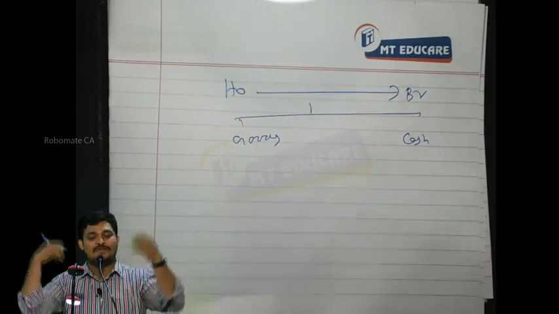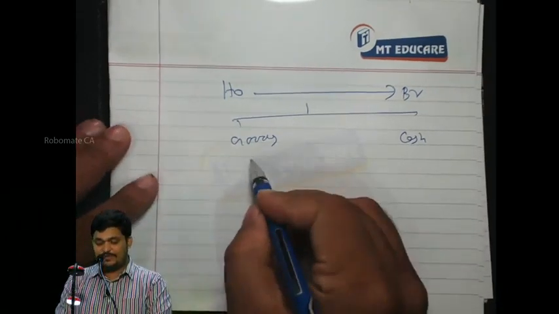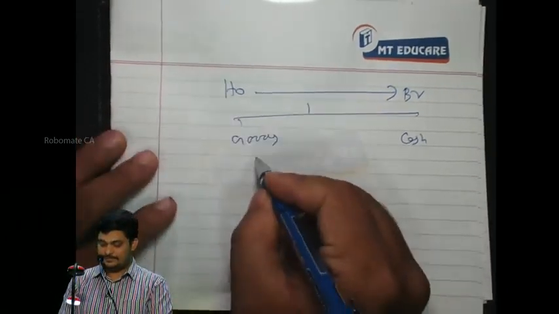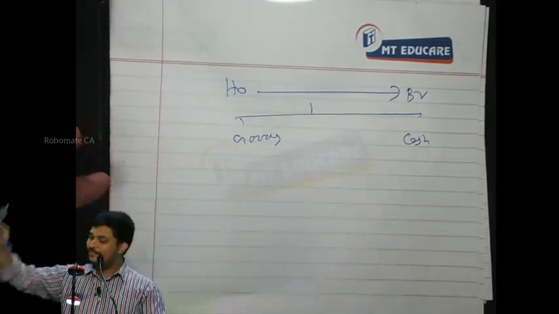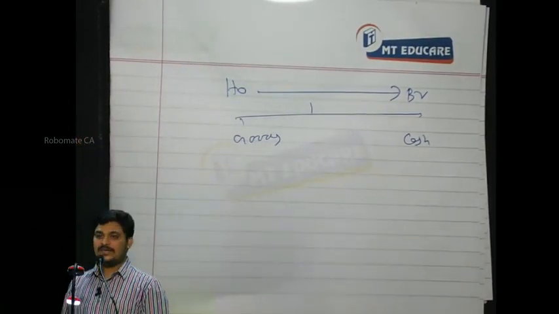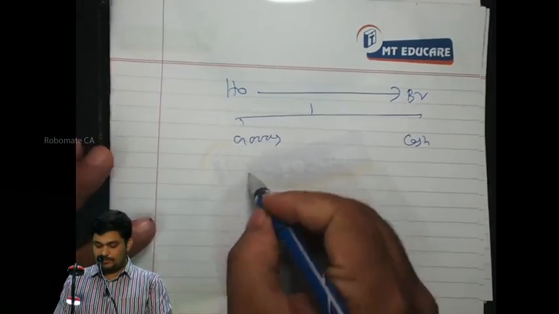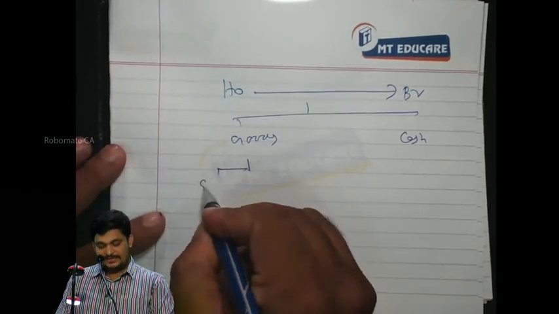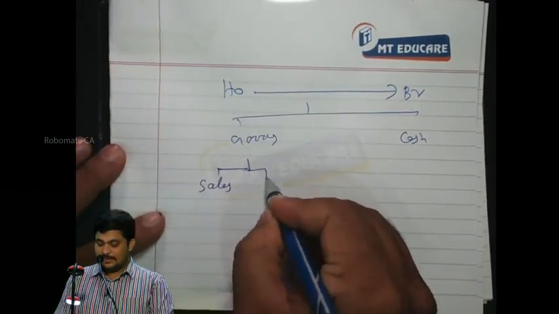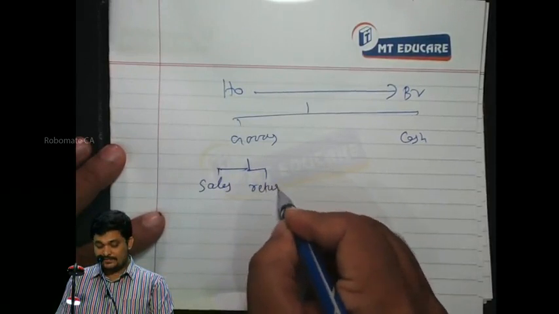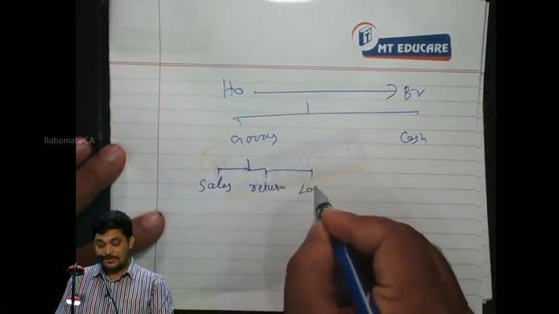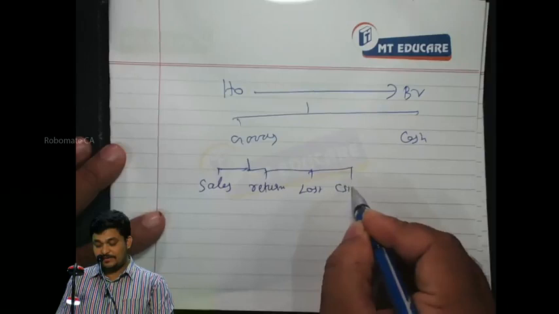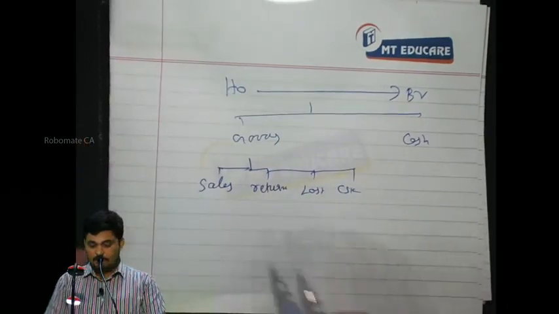Most of it is controlled by me only. With the goods, what will the branch do? Let us not read anything from the book. Let us create a transaction. With these goods, what will the branch do? You decide. Sales. Some goods will be returned back. Some goods may be lost. Maybe something is there in the closing stock.